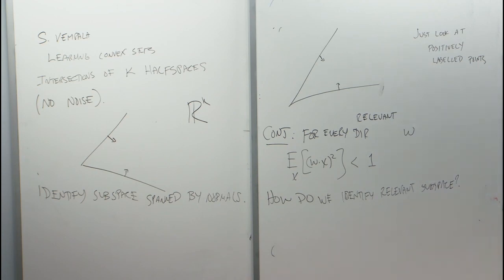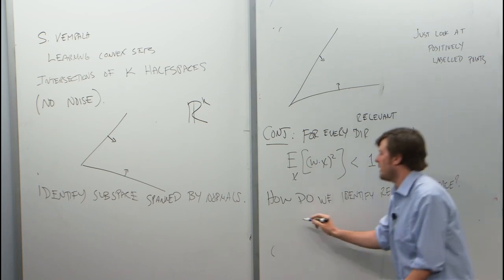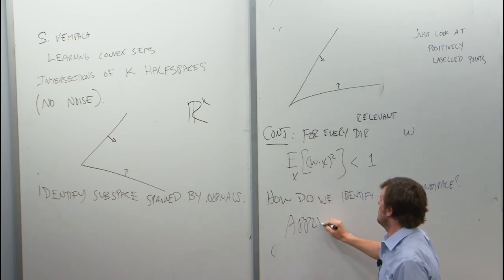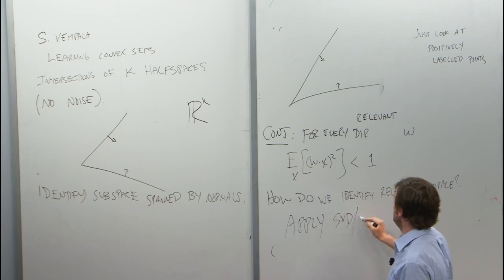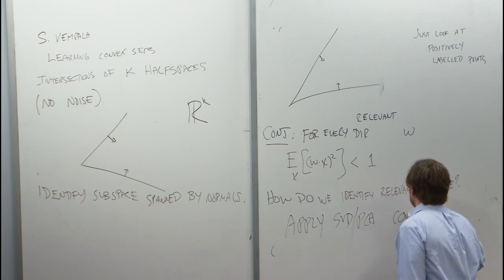Take an SVD. I like to call it PCA. You take all of your positive points and center them. Then if you compute all of the eigenvectors and the eigenvalues, the largest eigenvalues will correspond to eigenvectors of maximal variance, and the smallest eigenvalues will correspond to directions of smallest variance. So we can apply SVD, PCA to the covariance matrix.